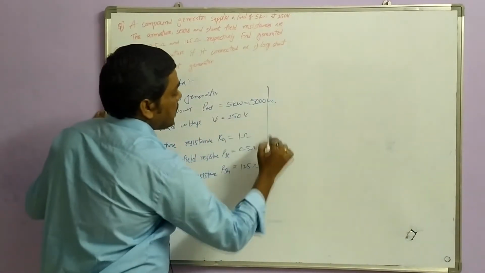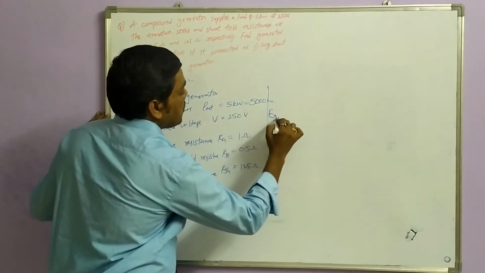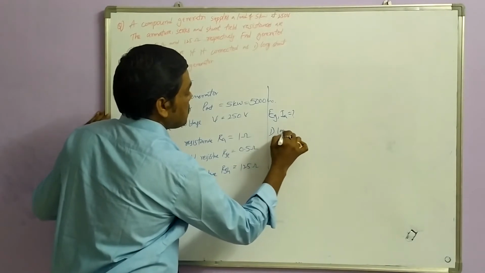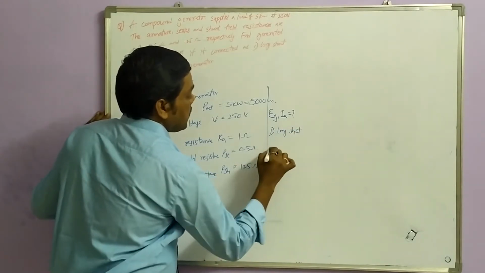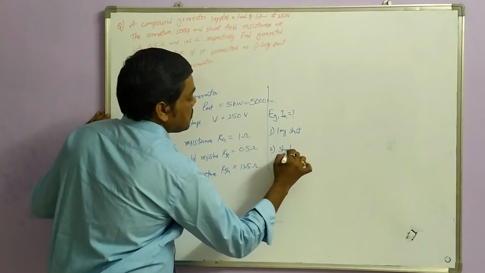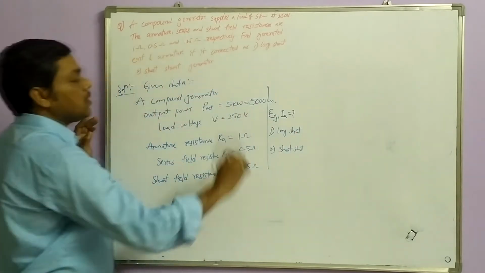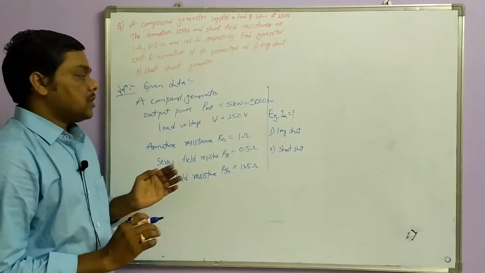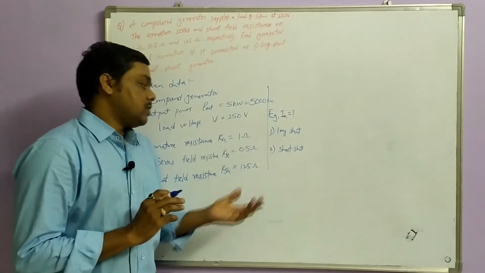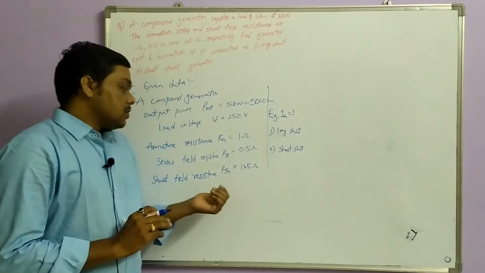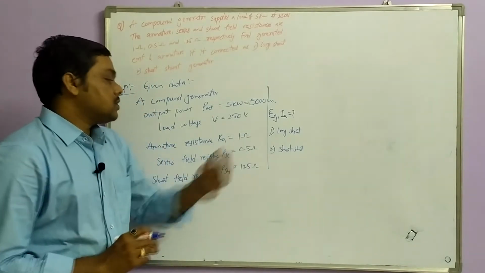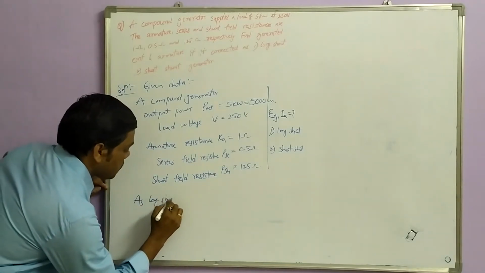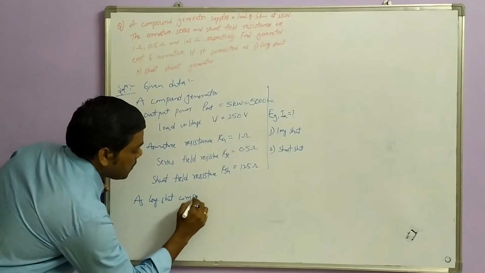Now calculate generated EMF and IA value, first as long shunt and second as short shunt. Now see how it is going to be, what is the main difference in currents and what are the changes. Okay, now first we will consider the long shunt compound generator.